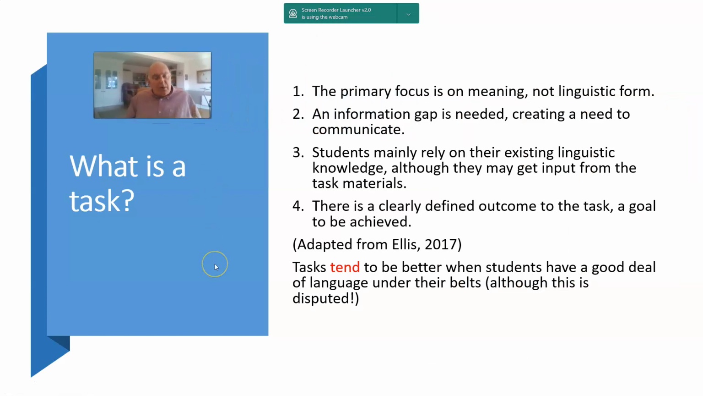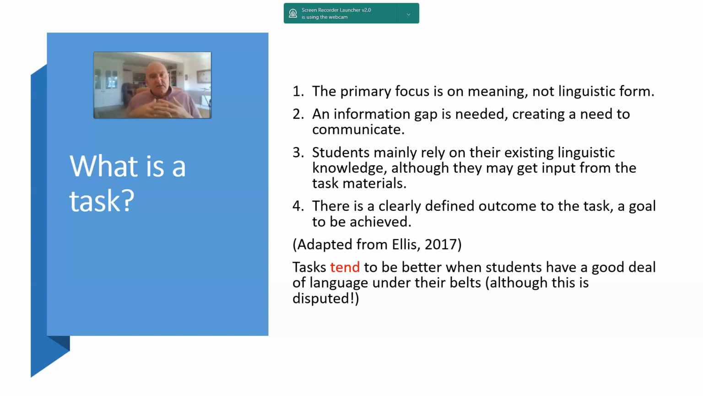Now, the definition of a task comes from Rod Ellis. The four points are this. The focus is on meaning, not on linguistic form. You need some sort of information gap, which creates a need to communicate between people, maybe the teacher and the class, or between members of the class. And that's a fundamental principle of the communicative language teaching approach.